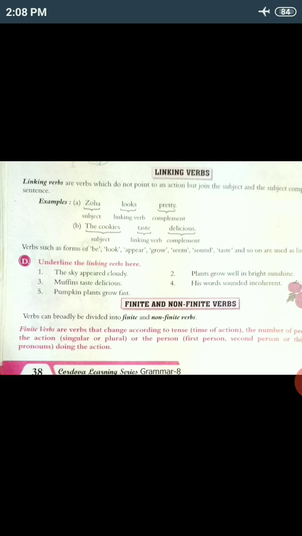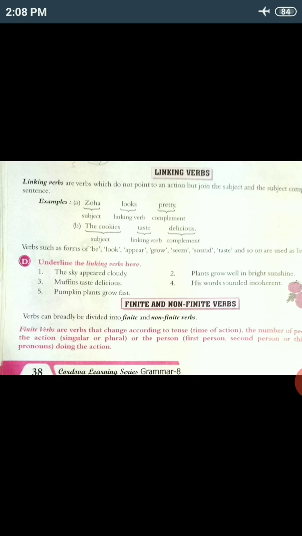Non-finite verbs do not have any tense. They do not change their form, whatever be the time of action, the number of people doing the action, or the person doing the action. For example, she likes baking cakes. Now here, don't get confused, students. You'll be thinking that likes is also a verb, but here we will be focusing on the verb baking, because that is the main verb. She likes baking cakes. Another sentence is I like baking cakes. They like baking cakes. She liked baking cakes.